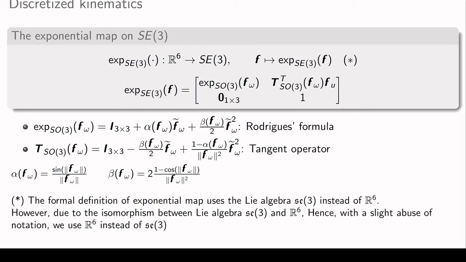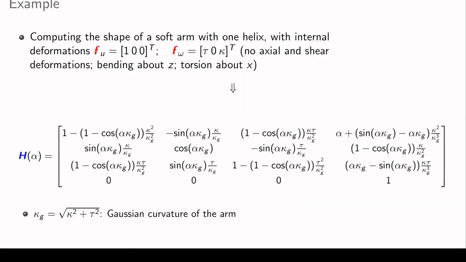And this exponential map has this structure on SE3. On the upper left side, the exponential map on SO3, which is the well-known Rodrigues formula, and on the upper right side, we have the tangent operator applied on the angular part of the deformation times the linear part of the deformation. And this is just a kinematic example.